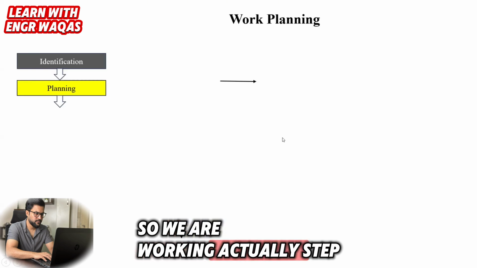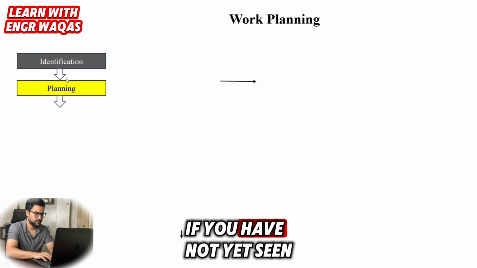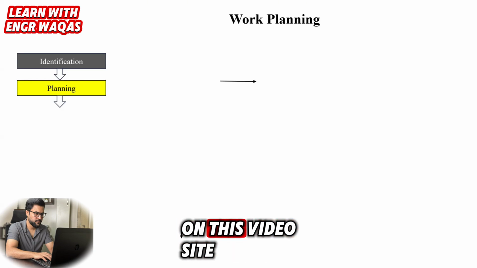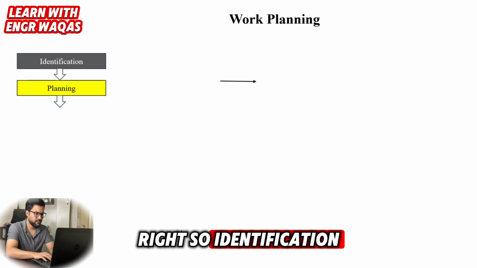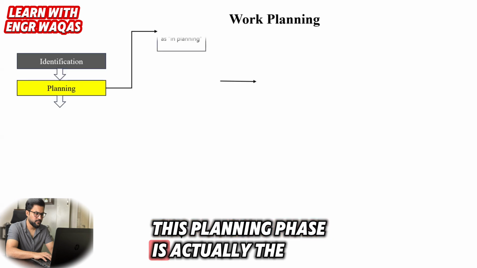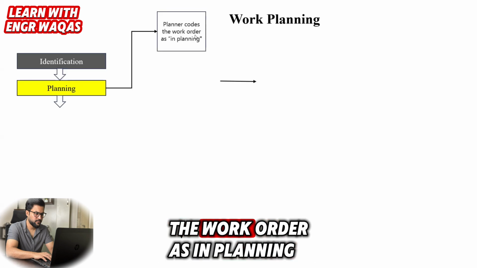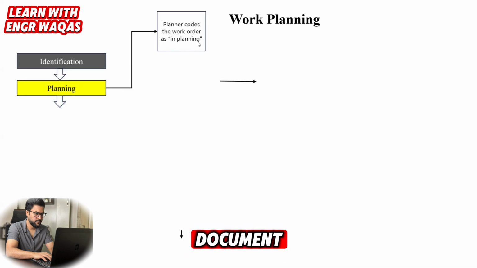So we are working step by step as a planning engineer. Identification is done. If you have not yet seen that video, the link is above on this video. Once you are done with identification, the next phase is strategic planning. This planning phase is the first step you need to carry out. The planner codes the work order in the planning document, right?